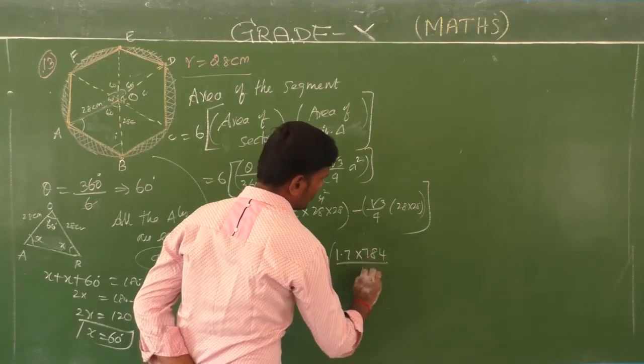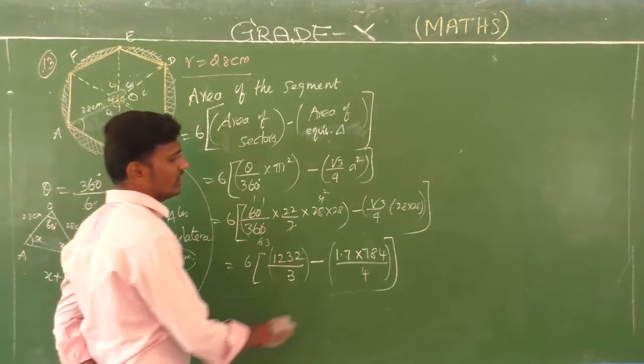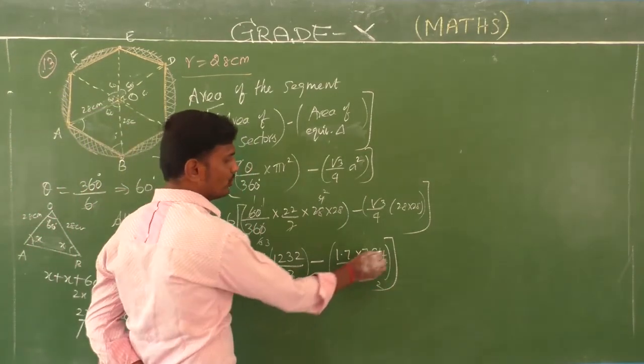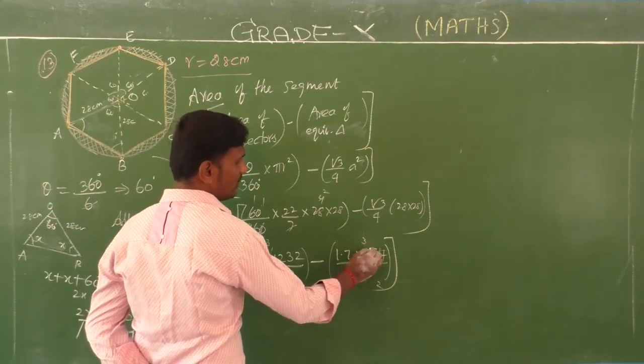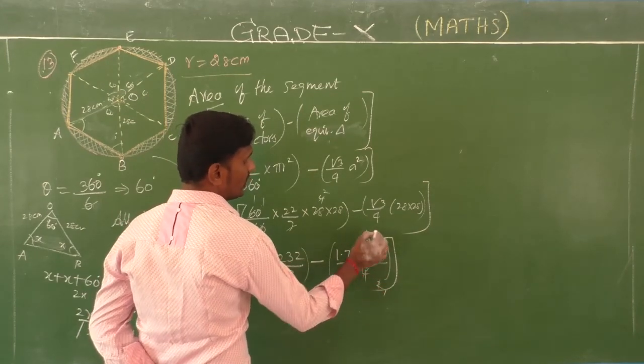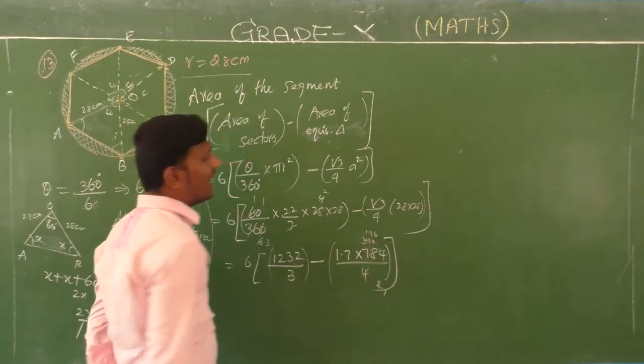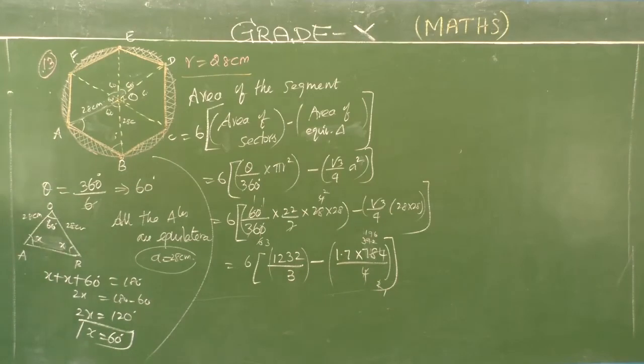784 whole divided by 4. Now I am going to simplify by the two table, which is not a problem. 3 twos are 6, remainder 1. 9 twos are 18. Again 2, 1 two is 2, 1 two is 2, remainder 1. 9 twos are 18, remainder 16. After that you are going to get 196. Now 196 into 1.7.